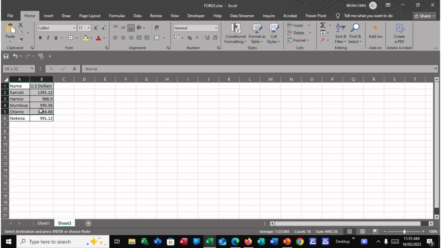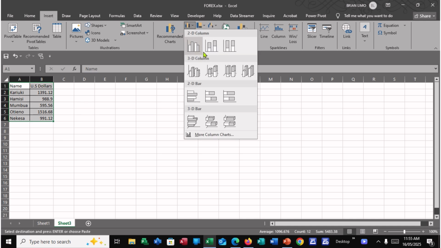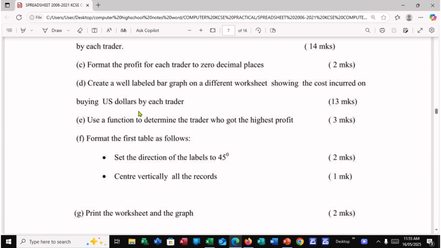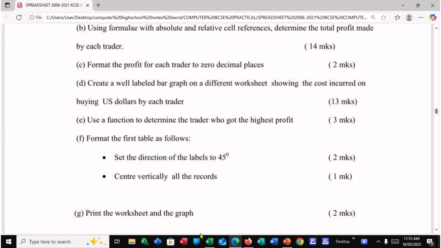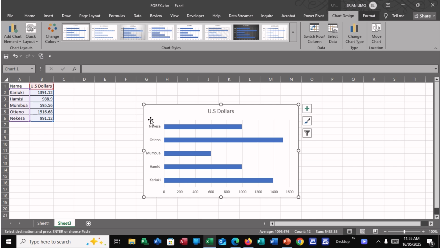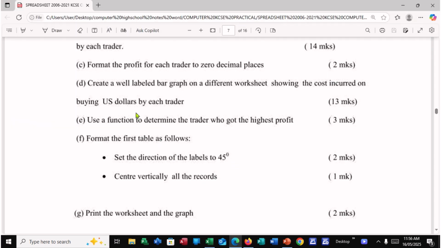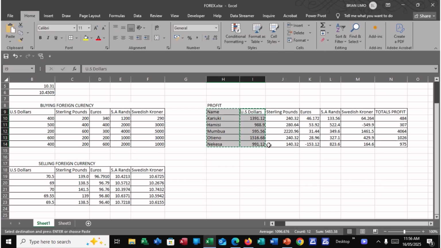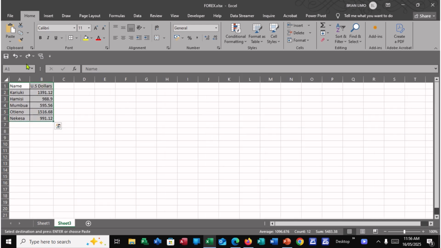So this one I highlight. This is a bar graph, so I move the pointer to insert, then bar graph. I select the bar graph. Here it is a bar, not a column but a bar, like this one. And then what else? A well-labeled bar graph. So here will be profits. Create a well-labeled graph showing the cost incurred on buying the US dollar by each trader. So we can check here.